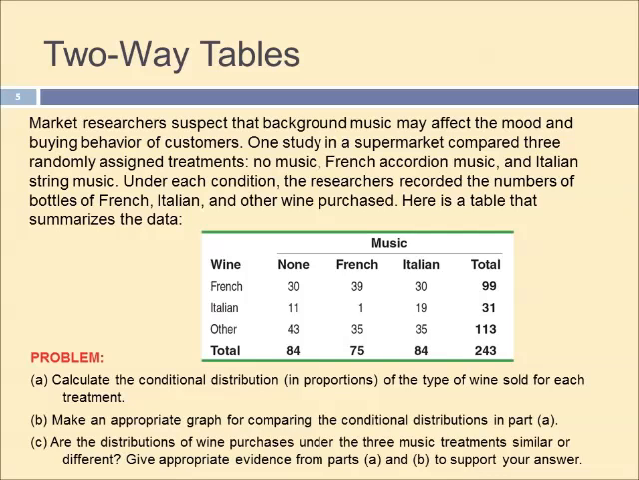So here's an example that we'll use to introduce the whole idea of chi-square tests. Market researchers suspect that background music may affect the mood and buying behavior of customers. One study in a supermarket compared three randomly assigned treatments: no music, French accordion music, and Italian string music. Under each condition, the researchers recorded the numbers of bottles of French, Italian, and other wine purchased. Here is a table that summarizes that information.